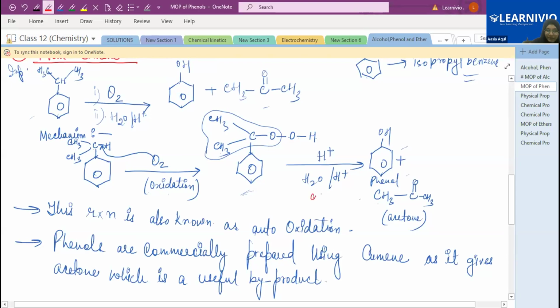So this step is basically an acidic hydration. Acidic hydration. Okay, and we can also use dilute HCl.